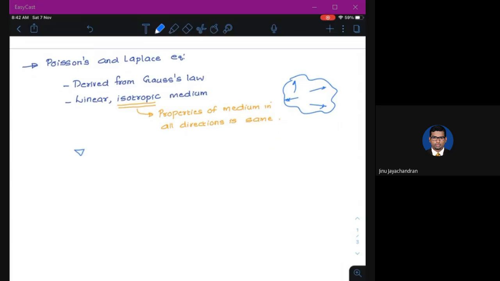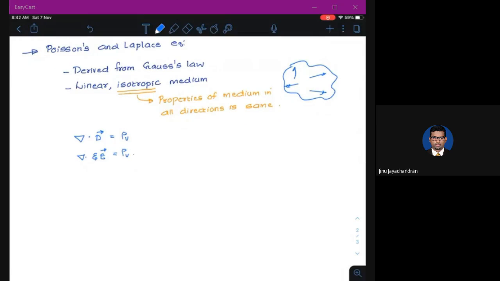From Gauss law, you have del dot D is equal to rho v, which means del dot epsilon E is equal to rho v, because D is equal to epsilon E. And we know that E can be written as minus del V, where V is the potential. So if I substitute this, I can write del dot minus epsilon del V is equal to rho v.